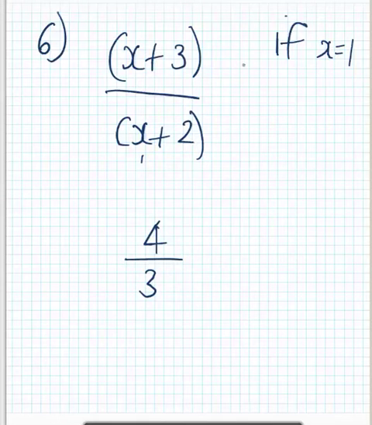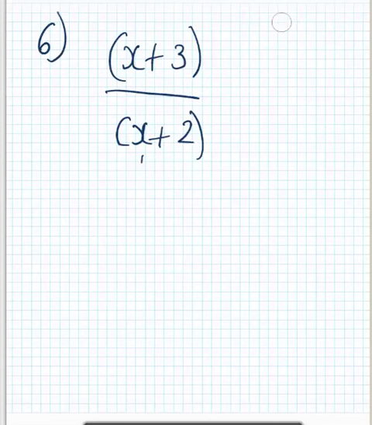I want you to realize that x plus 3 is just a number. And the same with x plus 2. The problem is we don't actually know what x is. So to simplify this, if you have the exact same thing on top and bottom, just cross it off. Now, do we have the exact same thing here? Unfortunately, we don't. We've got x plus 3 on top and then x plus 2 on the bottom.